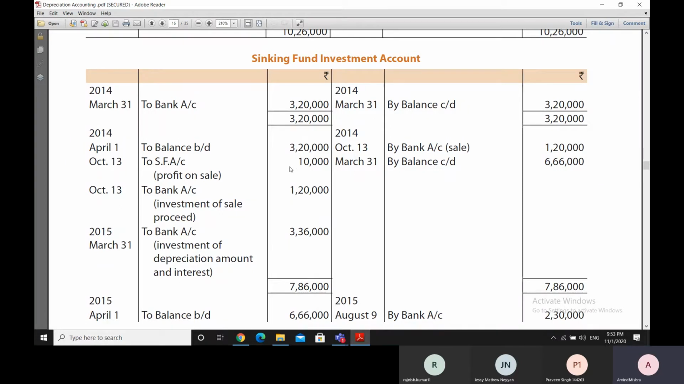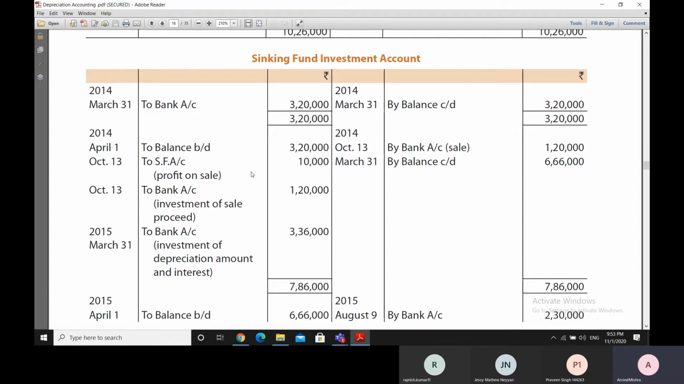So any profit on sale, which is equal to 10,000 rupees, because the original investment was worth 1,10,000 rupees and it was sold for 1,20,000 rupees, so an additional profit of 10,000 rupees was generated here. This additional profit of 10,000 rupees need not be kept here. So we transfer that amount to the sinking fund account.